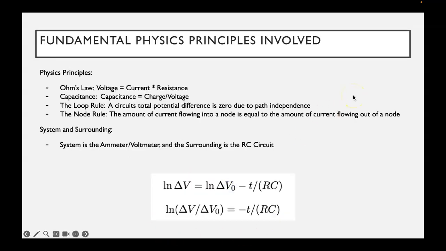Some of the fundamental physics principles that we used within this lab were Ohm's law, where voltage is equal to current times resistance, capacitance, which is equal to charge divided by the voltage, and both the loop rule, which is that the circuit's total potential difference is 0 due to path independence, and the node rule, which is that the amount of current flowing into a node is equal to the amount of current flowing out of a node. The system is the ammeter or the voltmeter, and the surrounding is the RC circuit.